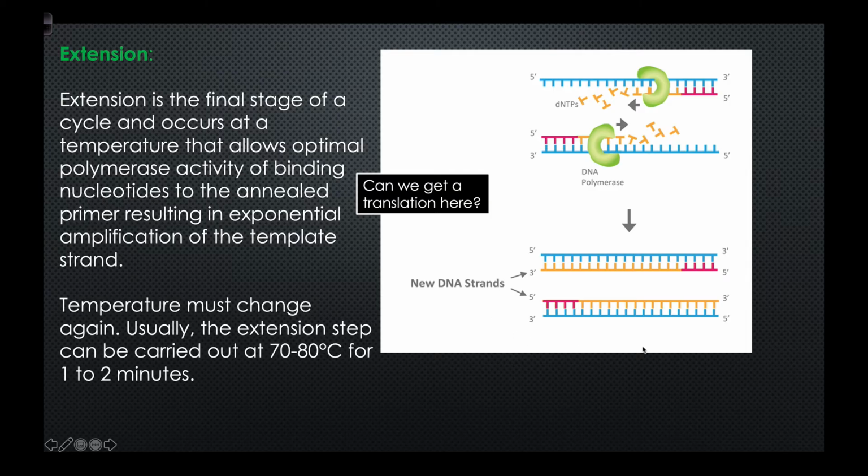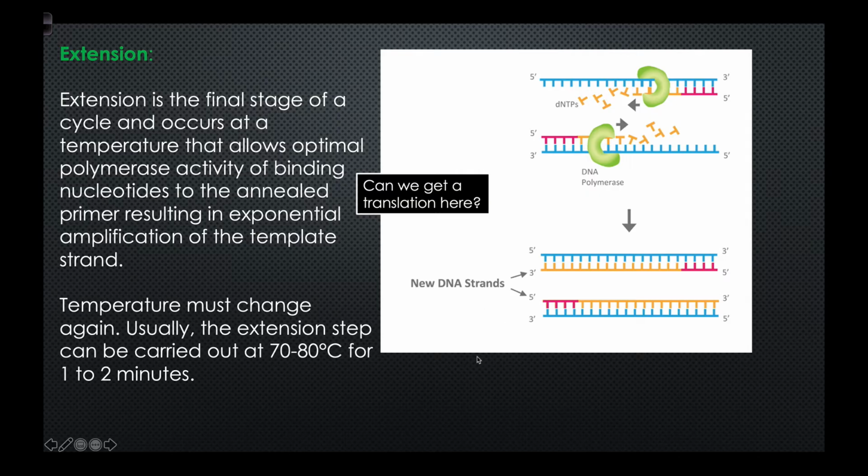For this last step in the process, we've got to go ahead and change the temperature one more time. So we started off high in step 1, denaturing. We took it down a little bit during the annealing step, and now we're going to go back up a little bit, 70 to 80 degrees, which is going to be optimal for this particular polymerase to operate for about 1 to 2 minutes. And that's all you're going to need because this happens really fast.